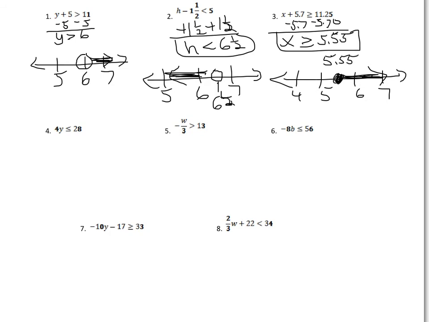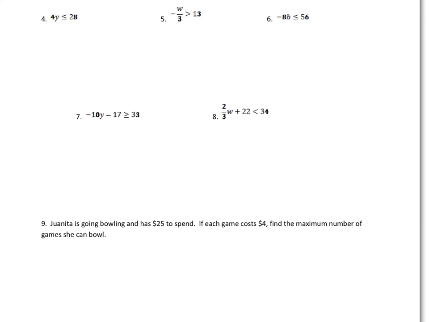Okay, let's move this up. Number 4, to isolate the y there, we'd have to divide by 4. We'd get y is less than or equal to 7. When we graph that on the number line, we would have a closed circle on 7 because it's or equal to, and y is less than that, so your arrow would go to the left.